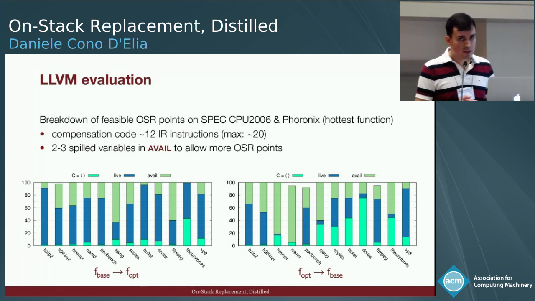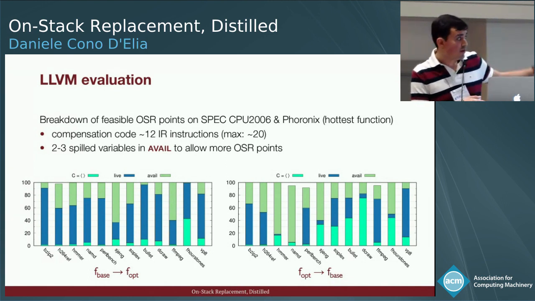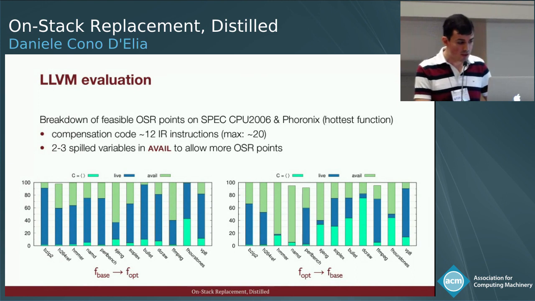We tried to assess on some benchmarks from these suites how many program points are actually eligible for an OSR transition, and we are able to perform OSR pretty much at any program point, especially when we use the second version of the algorithm. The size of the compensation code is typically small, about 12 instructions. And the number of variables that you have to spill is in the order of 2 or 3 to support the extra OSR points that are represented by the top bars in these charts.